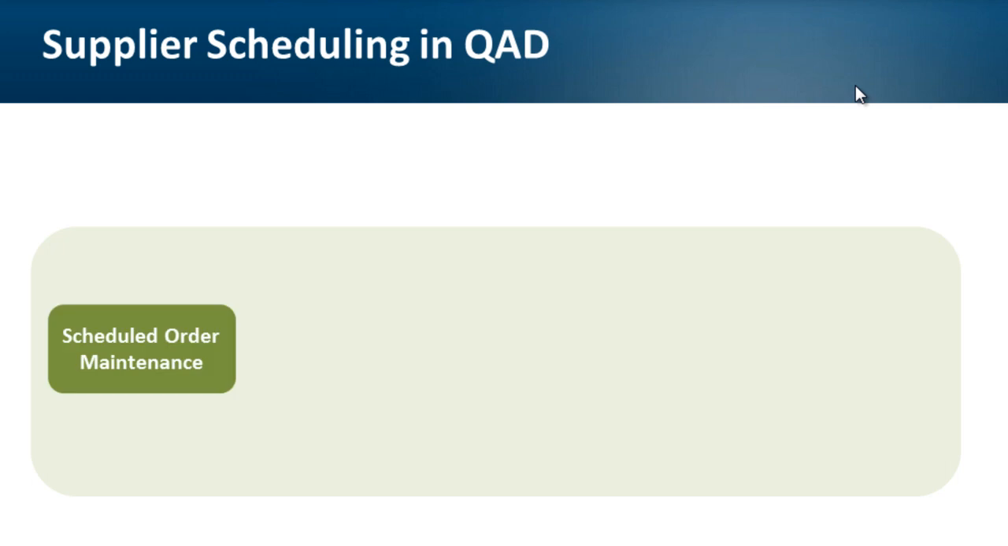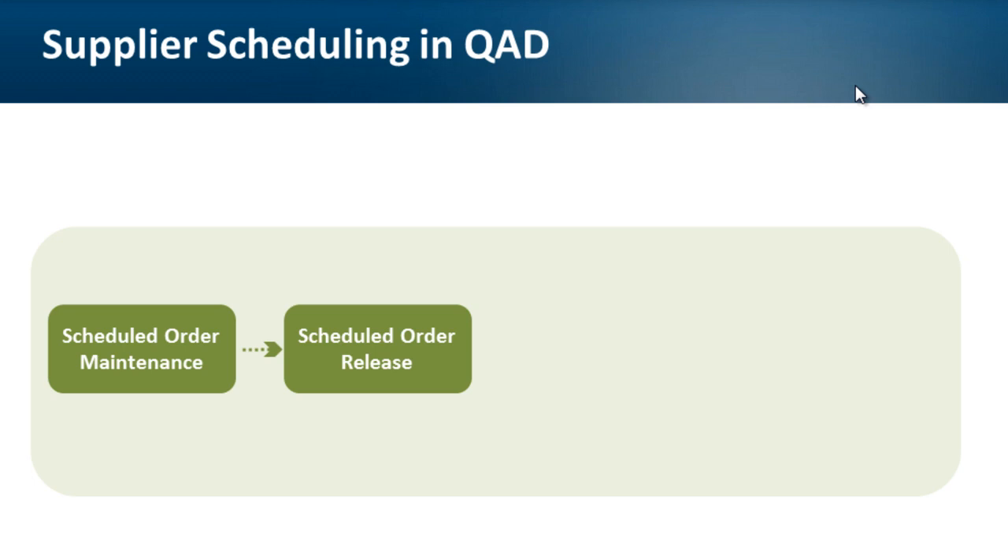First one is schedule order maintenance. This is where buyers create new scheduled orders or make changes to the existing ones. At this step, the buyer decides on items being ordered, price list to be used, ordering patterns, and more.